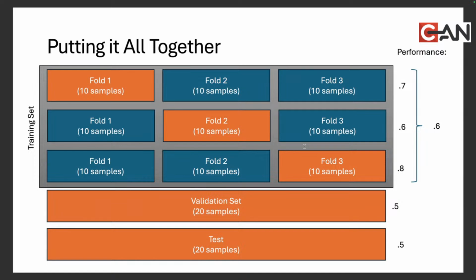Great. Next thing to do is to take these hyperparameters, combine this data back together so we have 30 samples, and retrain the model with those hyperparameters over all of the data. And that is the output that we have. Our assumption is that model will perform at 0.6. And we run that model through our validation set, our 20 samples, and it says it's 0.5. Great.